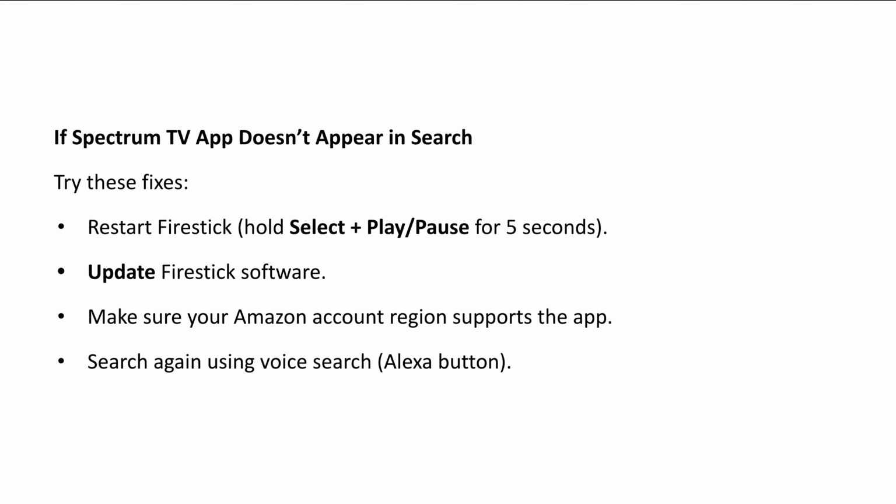If the Spectrum TV app doesn't appear in search, try these fixes. Restart Firestick: hold Select plus Play/Pause for 5 seconds, then update the Firestick software. Make sure your Amazon account region supports the app. Search again using voice search.